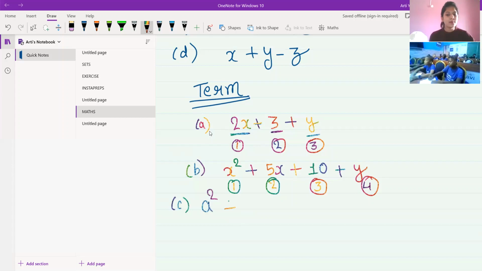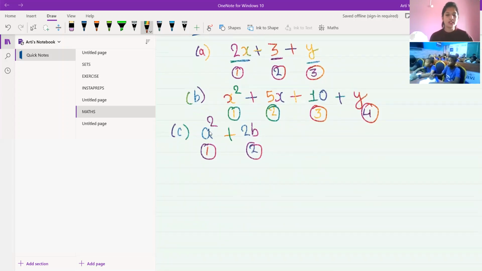Next example. a square plus 2b. Only a square plus 2b. How many terms are there, everyone? 2 terms. Very good. So 1 and 2. There are 2 terms. Now I will explain more about the terms.